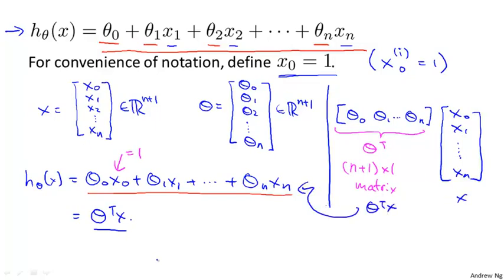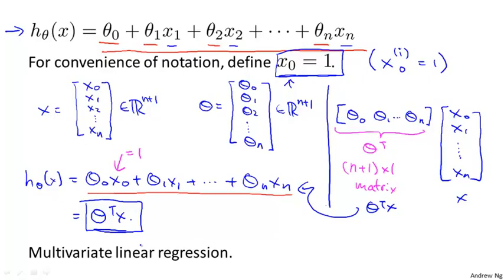This gives us a convenient way to write the form of the hypothesis as just the inner product between our parameter vector theta and our feature vector x, and it is this little extra bit of notational convention that lets us write this in this compact form. So that's the form of our hypothesis when we have multiple features. And just to give this another name, this is also called multivariate linear regression. And the term multivariate is just maybe a fancy term for saying that we have multiple features or multiple variables with which to try to predict the value y.